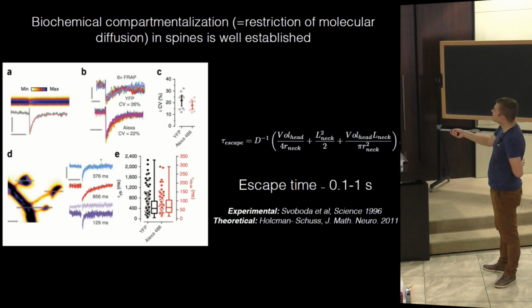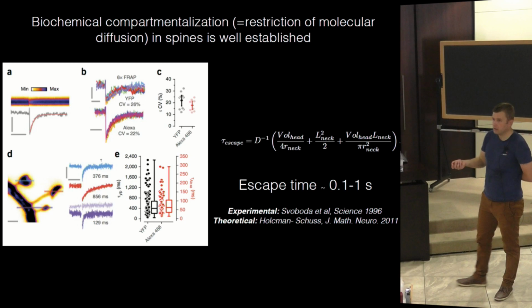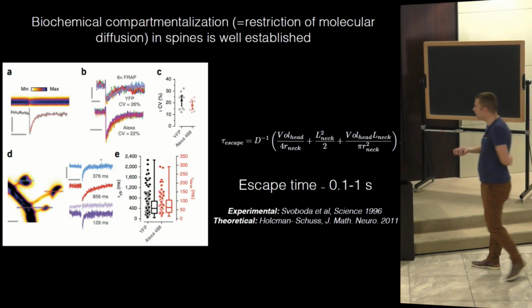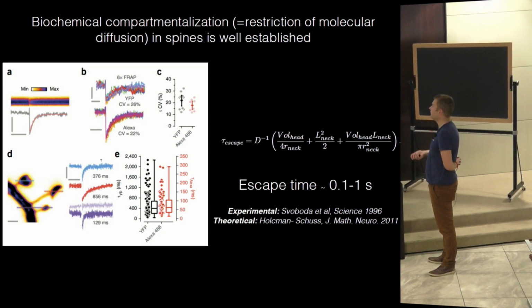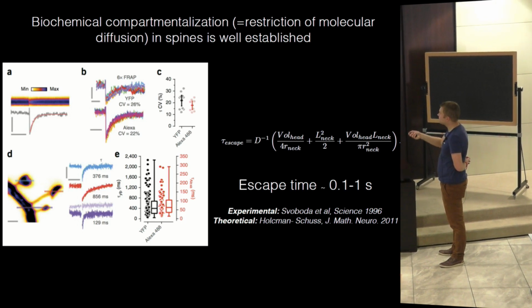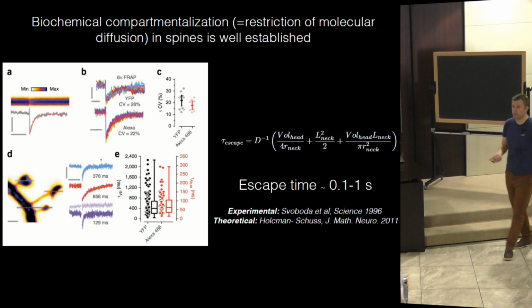This term, you can argue that, for example, if you have some potential barrier that prevents the ion from returning from the neck to the head, this term could drop. So it's still something that is under study and under debate. But what is important is that when you plug typical parameters into this formula, the escape time here with pure diffusion is of the order of 10^2 seconds.